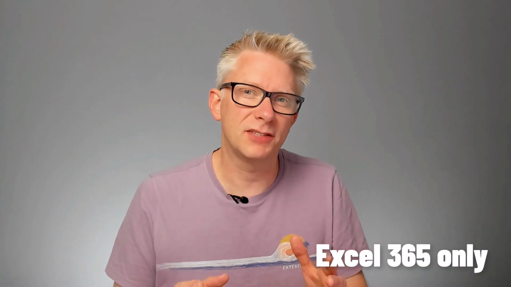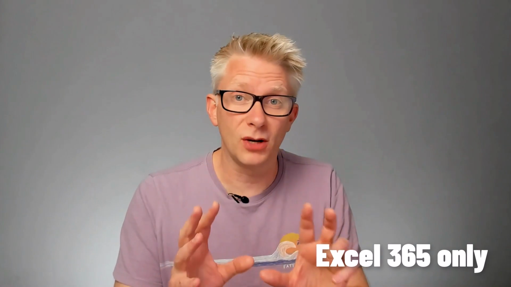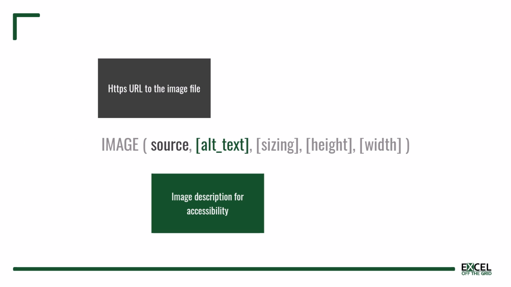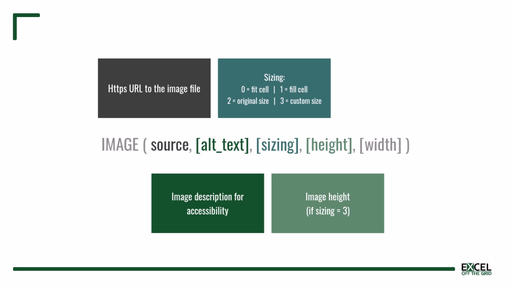Image is one of the newer functions, which means it's only available inside Excel 365. So if you've never seen it before, don't worry, we're going to start with a quick recap so we understand all the syntax and arguments. The image function has 5 arguments: source, alt text, sizing, height and width. Though only the first argument is required, and that must be a web URL that starts with HTTPS.